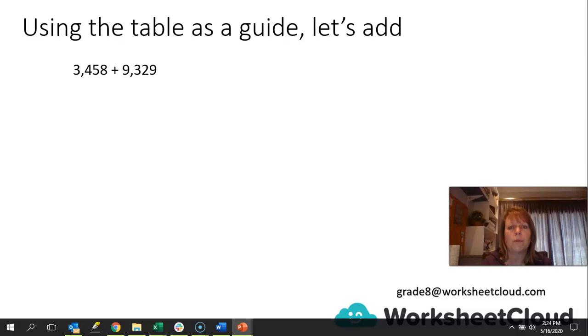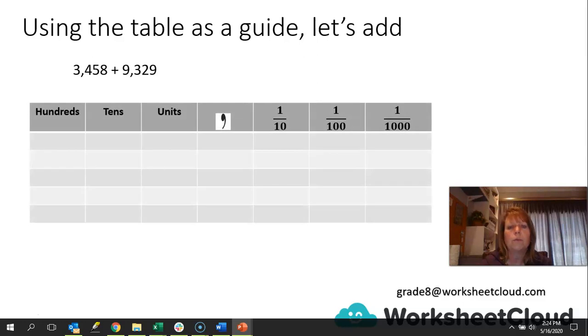Okay, so we've got 3,458, and we're going to add on 9,329. There's our table. So what are we going to do? We're going to put our numbers in the correct column, and then we are going to add. Okay, so 3 in the units, comma, under the decimal place, 4 under the tenths, 5 under the hundreds, and 8 under the thousands. Okay, 3,458. Everybody happy with those places?